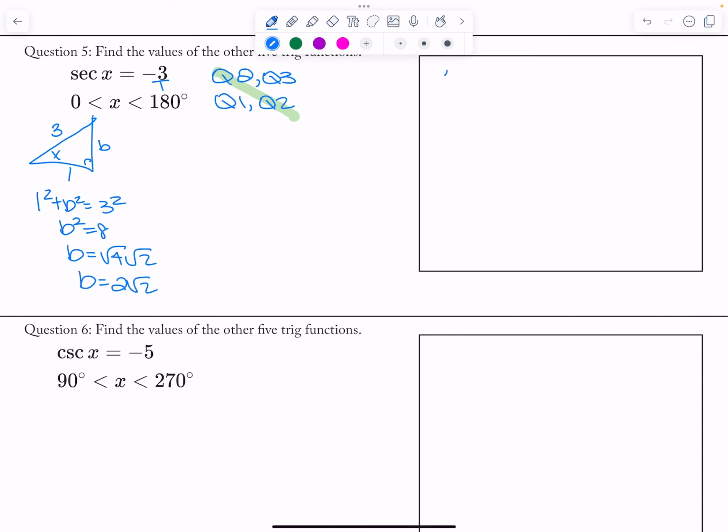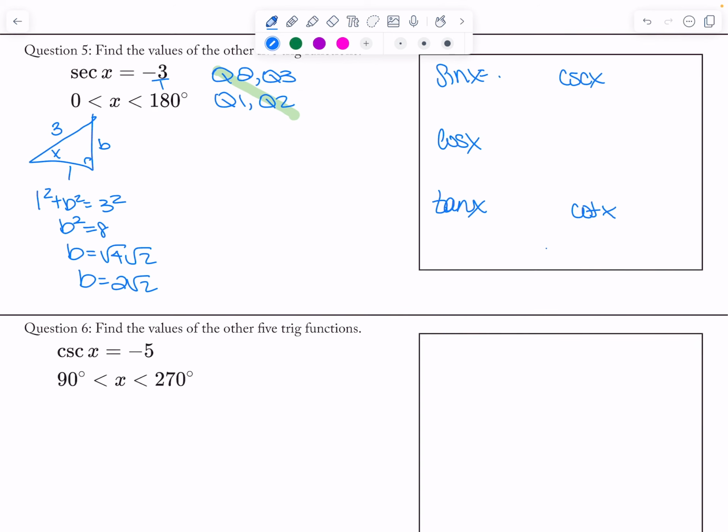So now I want to find sine, cosine, tangent. Oh my goodness. Okay. Tangent of x. And then I want cosecant of x. I already have secant, and I want cotangent of x. Okay, so sine will be 2 root 2 over 3.